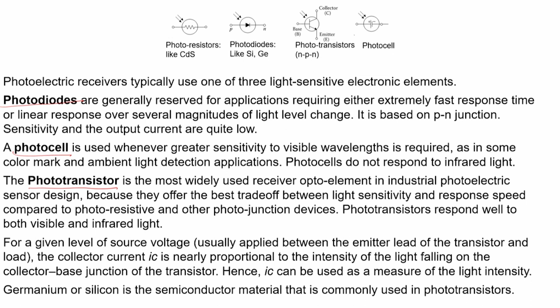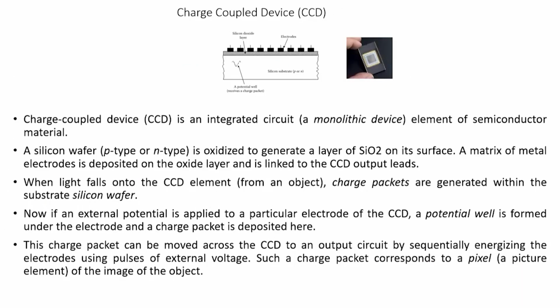So, for a given level of source voltage, the collector current is nearly proportional to the intensity of light falling on the collector base junction, and hence this can be used as a measure of the light intensity. And these are the semiconductor versions. Photoresistors are based on cadmium sulphide, photodiodes are based on silicon or germanium, and phototransistors are basically NPN junctions. They are the semiconductor counterparts of the sensors we have earlier discussed.